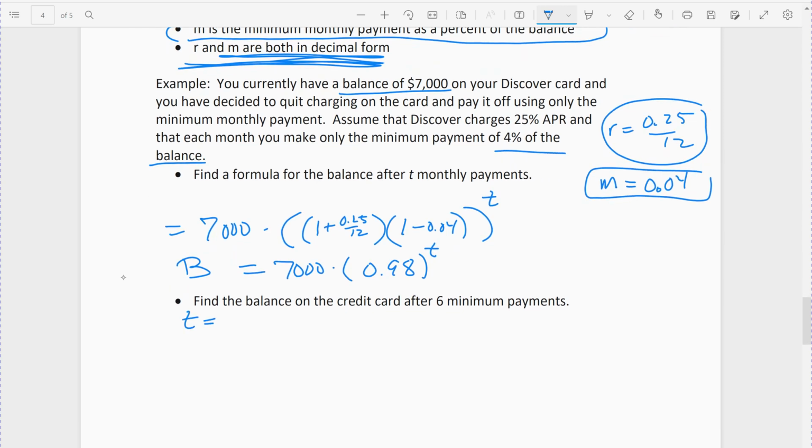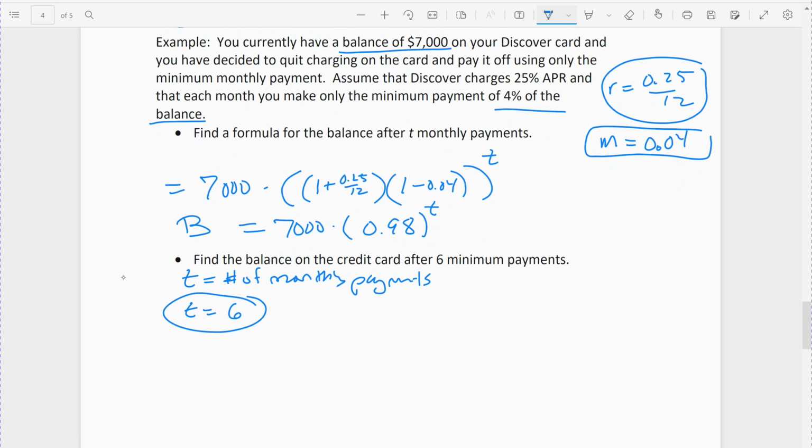T represents the number of monthly payments. So the next question is, what's the balance after 6 monthly payments? So in this case, T is 6. For the next 6 months, we're going to make our minimum monthly payment. Well, how much will we still owe after 6 months? That's what this represents. We plug it into this formula.